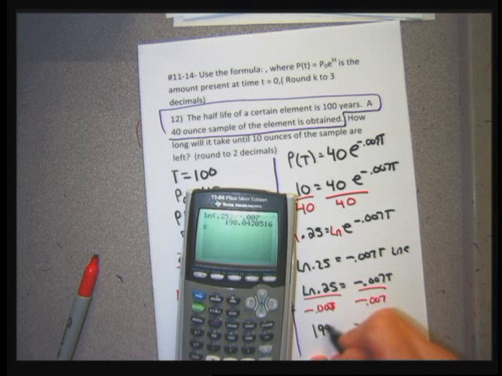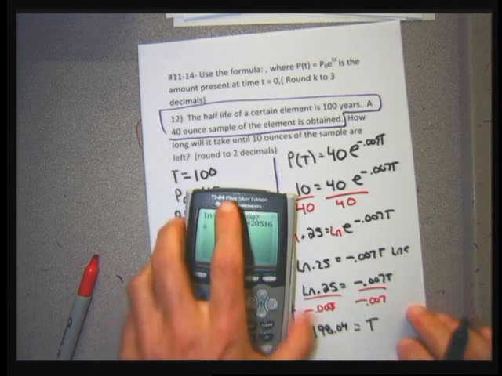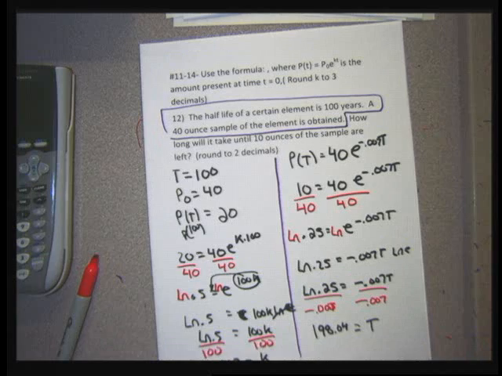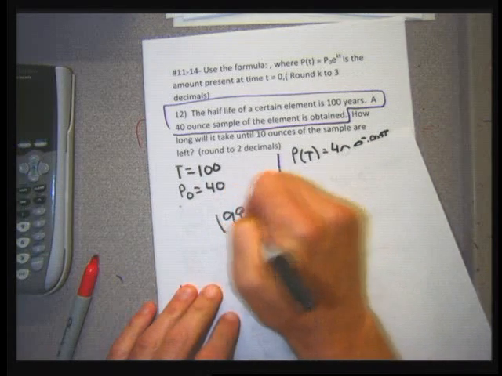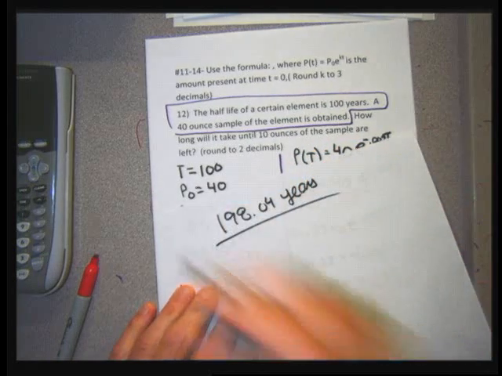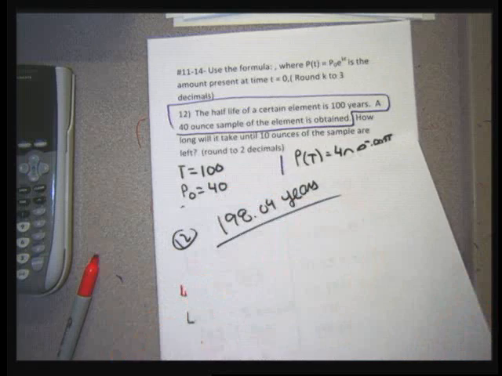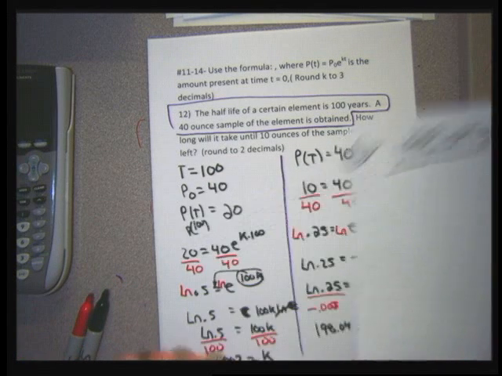So 198.04 years. So it's close to 200. It's not exactly 200 because this number is rounded. So the answer to question 12 is it's going to take 198.04 years. And again, because my k is rounded, my answer isn't exact. The more decimals I carry with the k, the more exact my answer is.